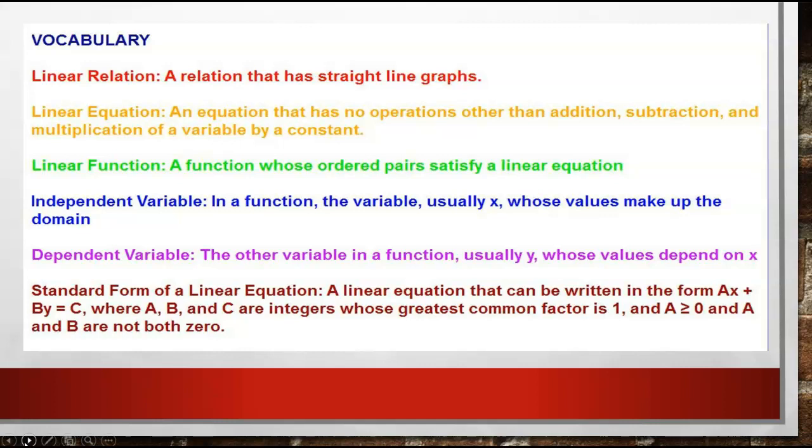A linear equation is an equation that has no operations other than addition, subtraction, and multiplication. We cannot have exponents or dividing by a variable in a linear equation. A linear function is a function whose ordered pairs satisfy a linear equation.